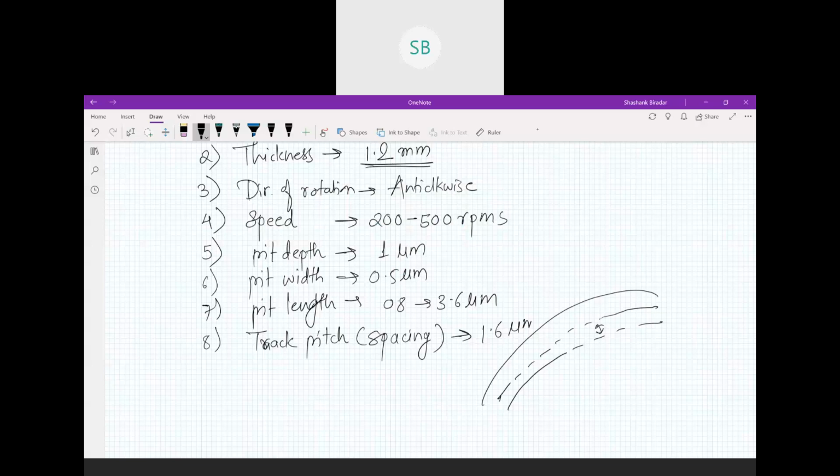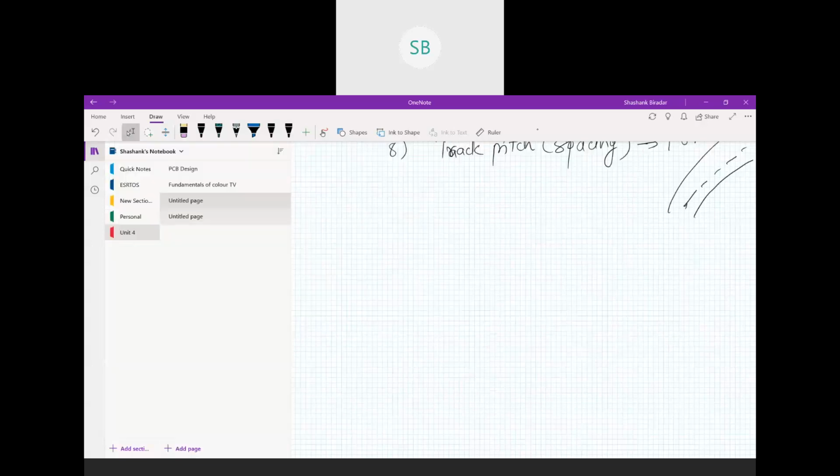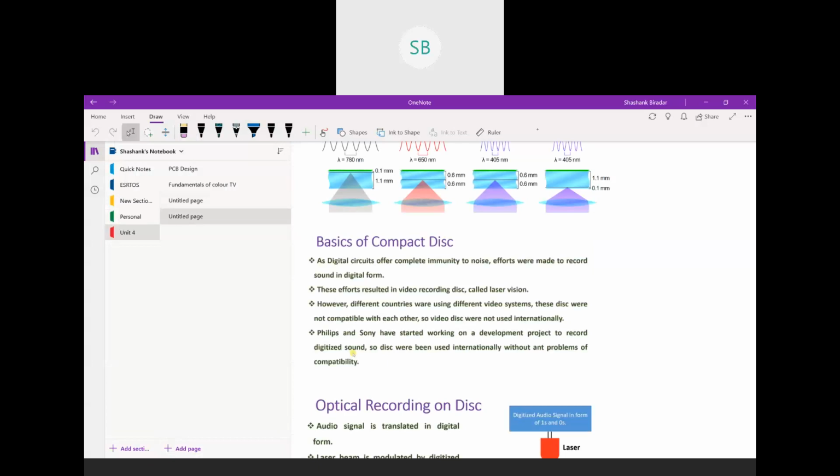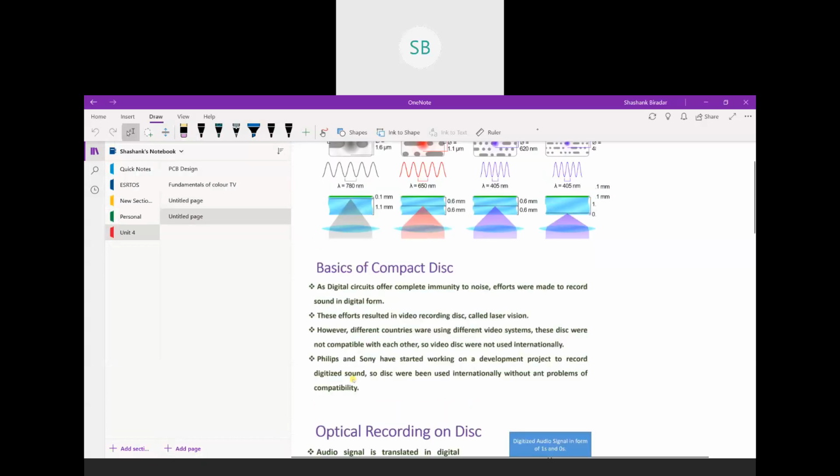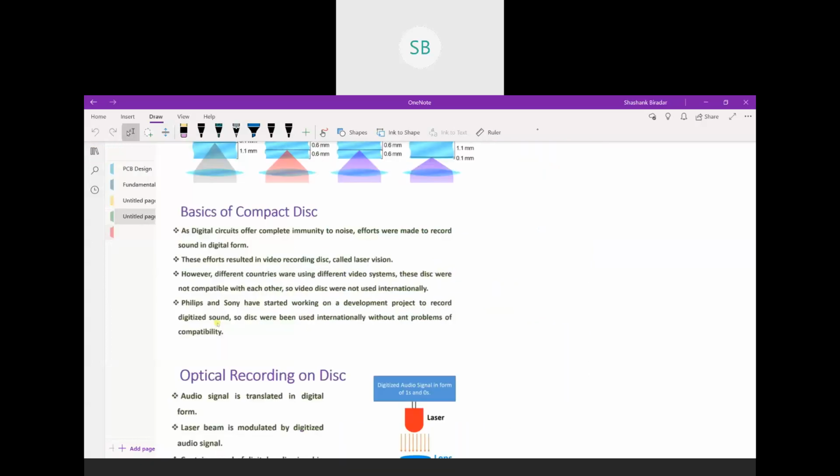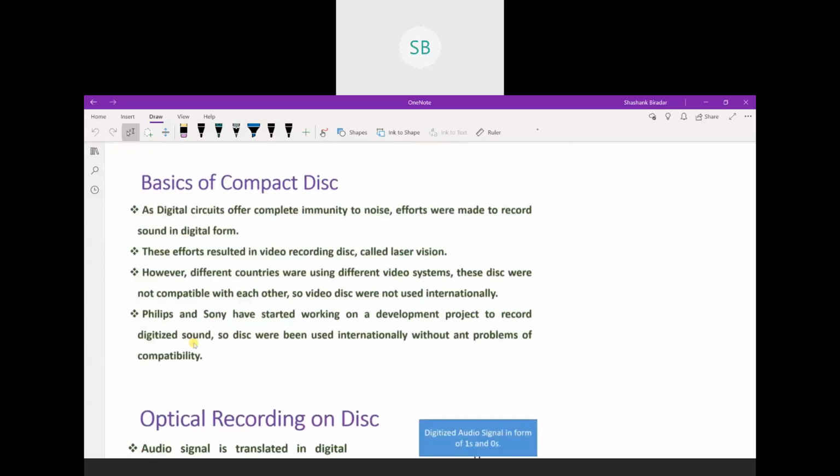Am I right? Okay, now moving to the basics. So, basics of the compact disc. We are basically using the laser. All of you know the full form of laser. So we are using the laser to read as well as to write the data on the disk, right?